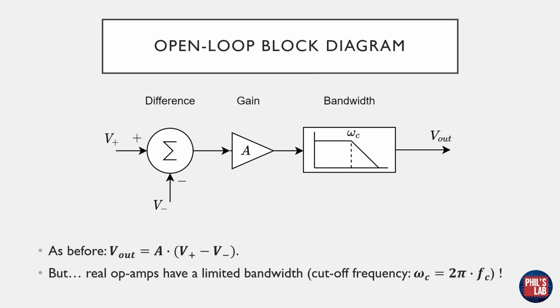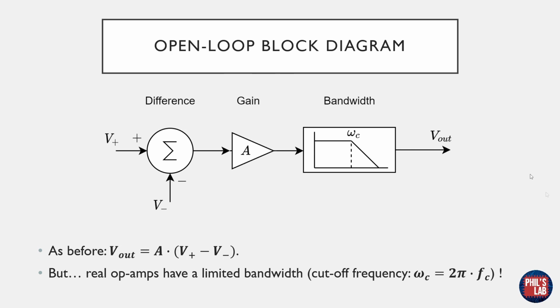An alternative view of the op-amp is this open loop block diagram, and hopefully this will simplify things a bit more. We have a difference at the beginning, simply subtracting V- from V+. The output of that is then amplified or multiplied by our gain. So we take our difference and multiply it by this constant A. Implicitly, our op-amp in the real world will have some sort of bandwidth, so some sort of upper limit of frequencies it can handle before the gain drops. The cutoff frequency is typically denoted in radians per second, and our conversion is simply 2 pi times the frequency in hertz.